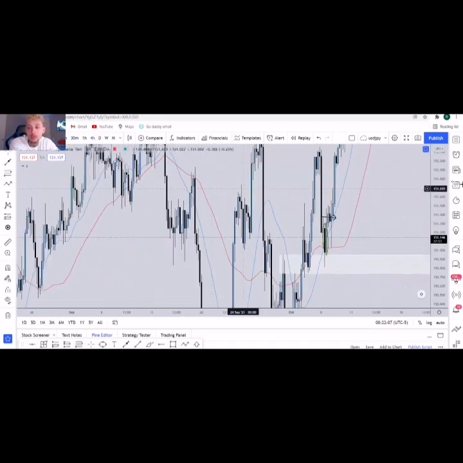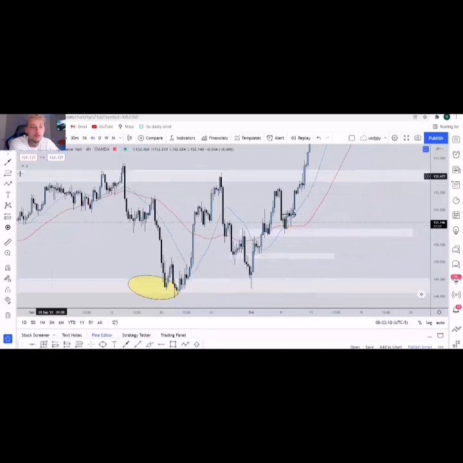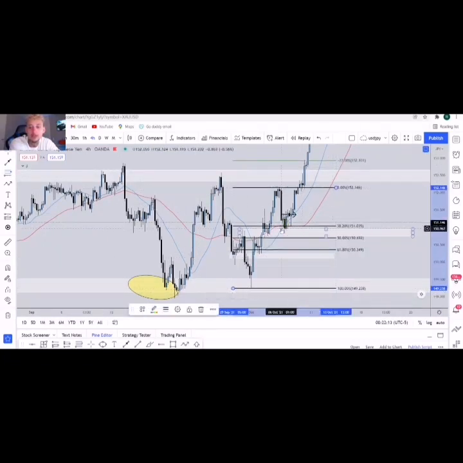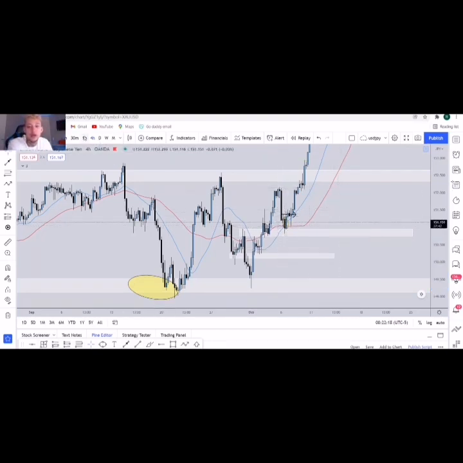Now let's go to the 4-hour time frame. Let's pull out a Fibonacci retracement tool, right? Where did price pull back to? 38.20%. And again, we're trading above that 50 SMA.